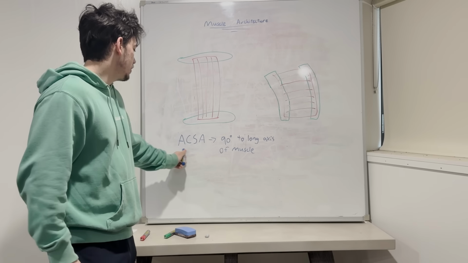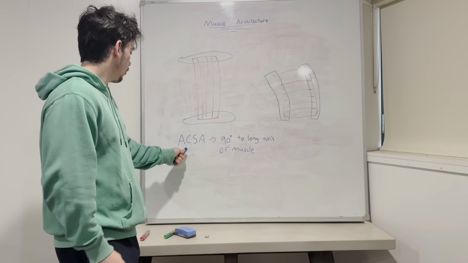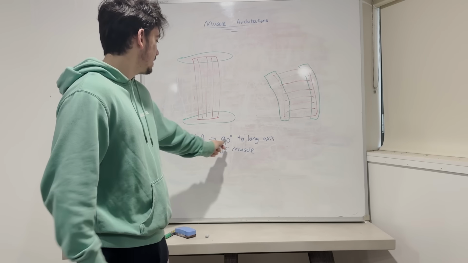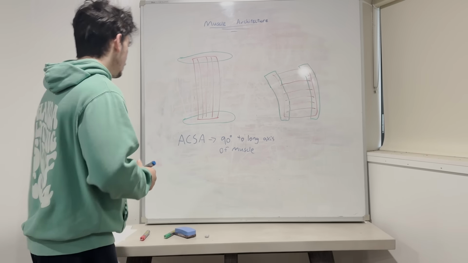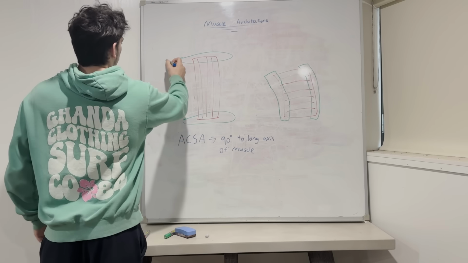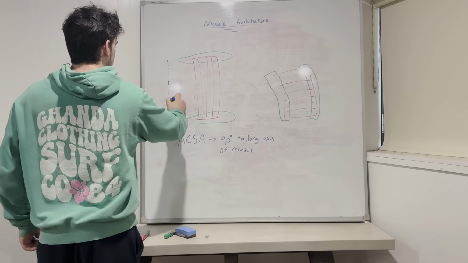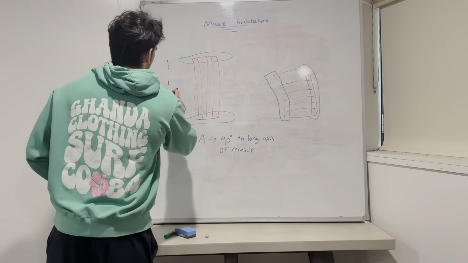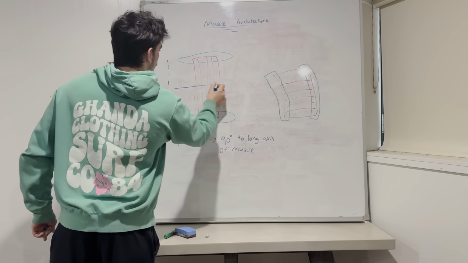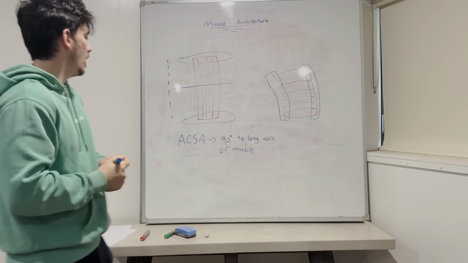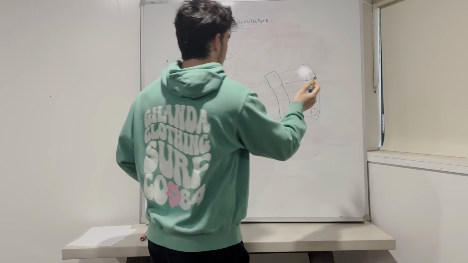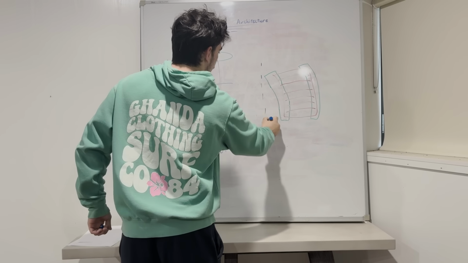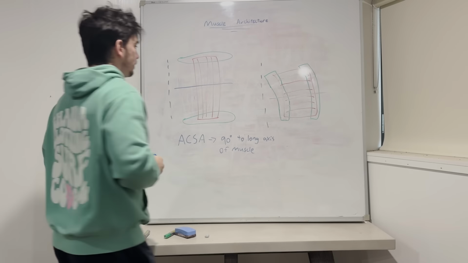So the first one I'm going to mention to you is the anatomical cross-sectional area, so ACSA. And this one is 90 degrees to the long axis of a muscle. All right. So we know with the strap-like muscle, the long axis is here, so the anatomical cross-sectional area would be 90 degrees to that, which would just be straight through the middle, right? For this one, across the long axis of the muscle is the same. This is the longest part of it. So that goes right through the middle.